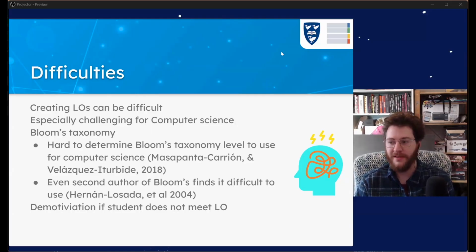One of the big issues with learning outcomes is that they can lead to demotivation if students don't meet them. If learners see those learning outcomes and feel like they haven't actually reached all of them, that can be quite demotivating.